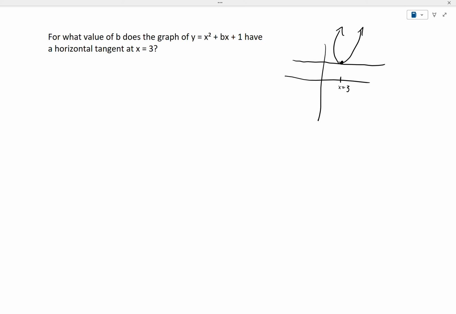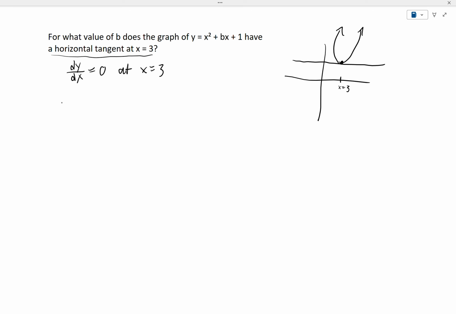So we're looking for the value of b that makes this statement true, and what's the statement? A horizontal tangent at x equals 3. In other words, dy/dx is equal to 0 at x equals 3. That's what this statement means right here. If we have 0 slope, it's a horizontal line. So if the tangent is horizontal at x equals 3, well, dy/dx is equal to 0 at x equals 3. Our derivative is 0. So let's just make that statement true, plug in 3 for x, and then we'll solve for b.